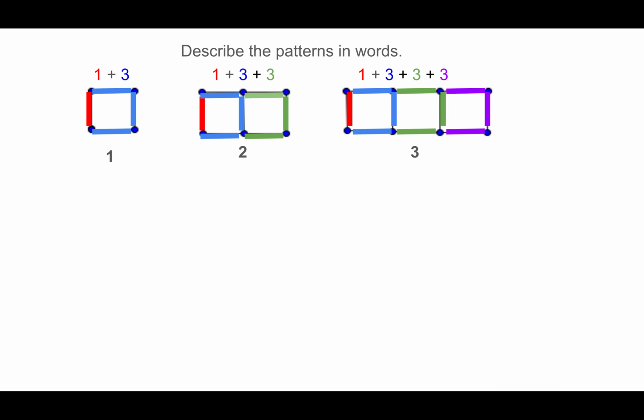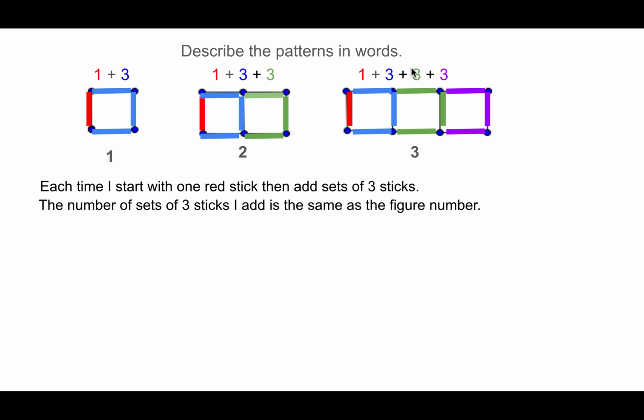So now let's describe this pattern using words. Each time I start with my 1 red stick and then I add sets of 3 sticks. The number of sets of 3 sticks that I add is the same as the figure number. For example, here I have 1 set of 3, which is figure 1, 2 sets of 3, which is figure 2, 3 sets of 3, which is figure 3.